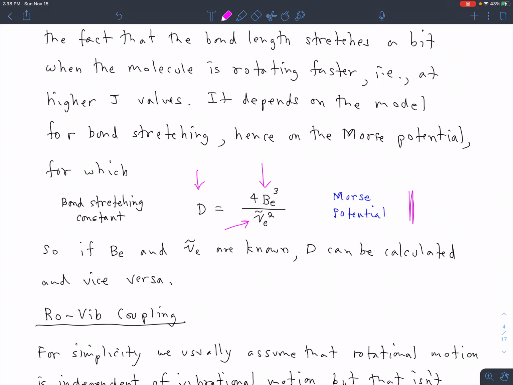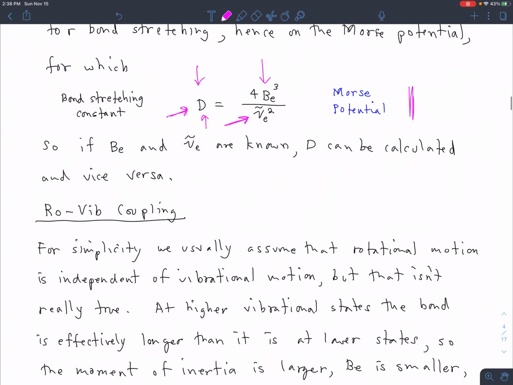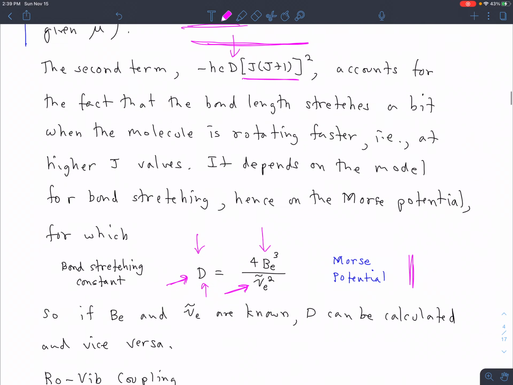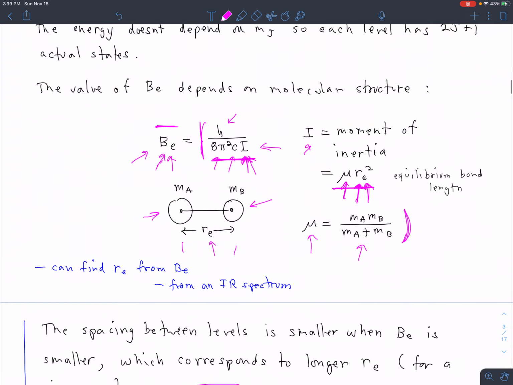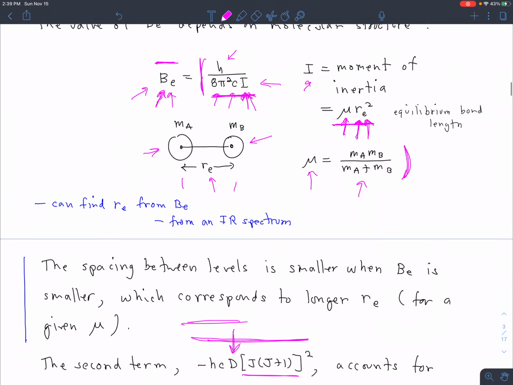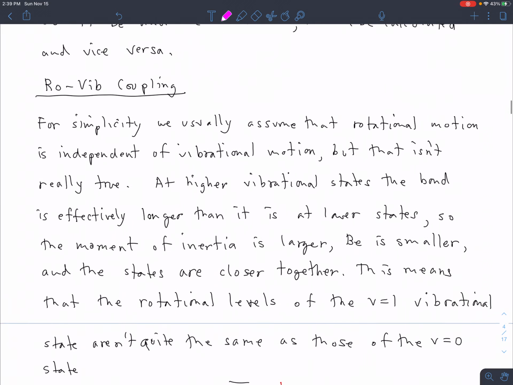And that makes sense, right? Because D here is telling us that the bond actually stretches. It only stretches because of the vibrations. So the stretching effect should be related to the vibrational effects. And so, yes, there's a vibrational parameter or quantity that comes in the definition of D. All right. So if we can find quantities related to D and quantities related to B sub E, then we can find both something about the stretching of the molecule and about the bond length of the molecule.